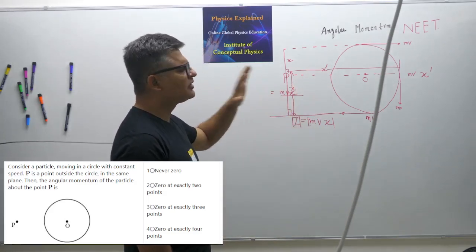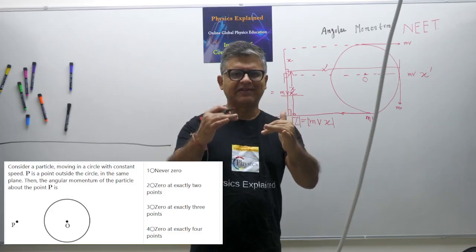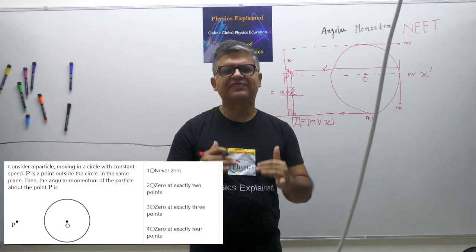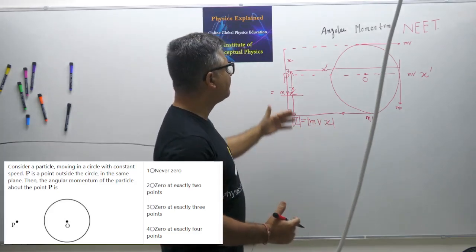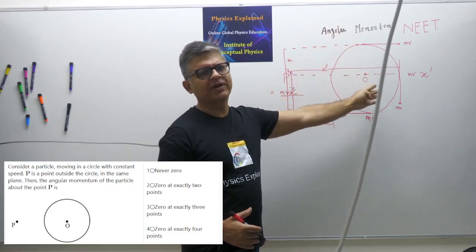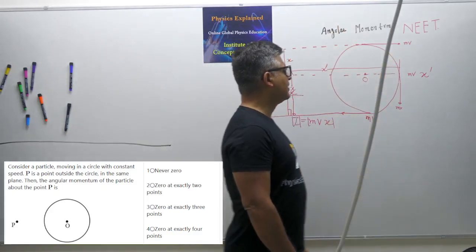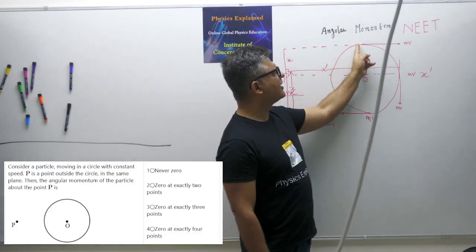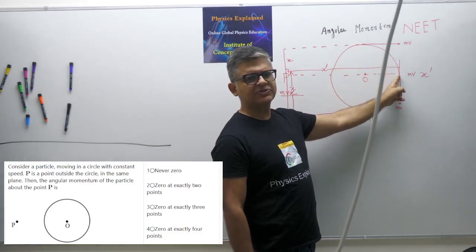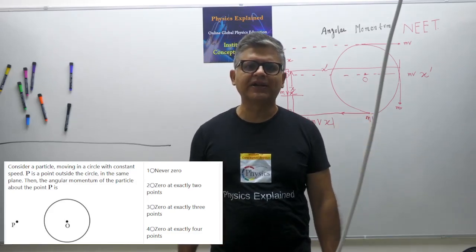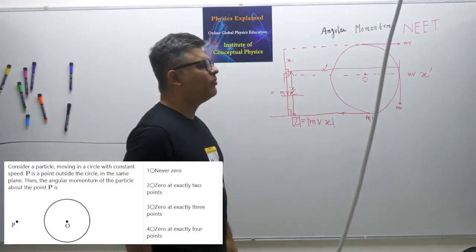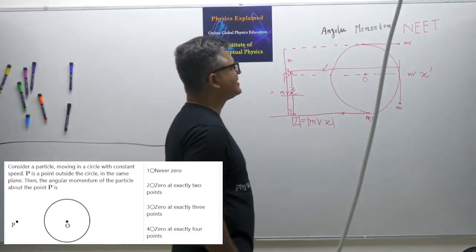Now, the question is talking about specific scenarios. So it says angular momentum will be always zero with respect to P. I don't think so, because I calculated it at this position, and then I calculated it at this position. It does not come out to be zero, right? That is outrightly wrong.